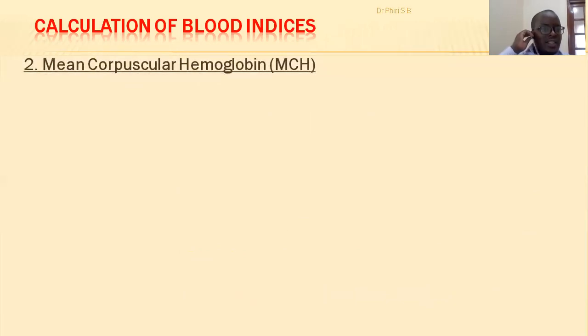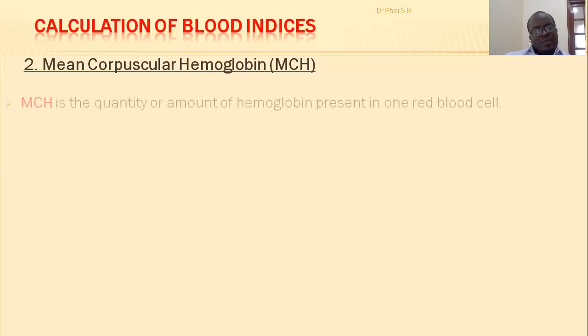So the next index of blood, oh, blood indices, is mean corpuscular hemoglobin. So how do you define the mean corpuscular hemoglobin? It's just the quantity or the amount of hemoglobin present in one red cell. So when you get one erythrocyte, then you check the amount or the quantity of hemoglobin in there, then you are calculating mean corpuscular hemoglobin. It is simply the quantity or the amount of hemoglobin present in one red blood cell. So how much hemoglobin do you have in each red blood cell?